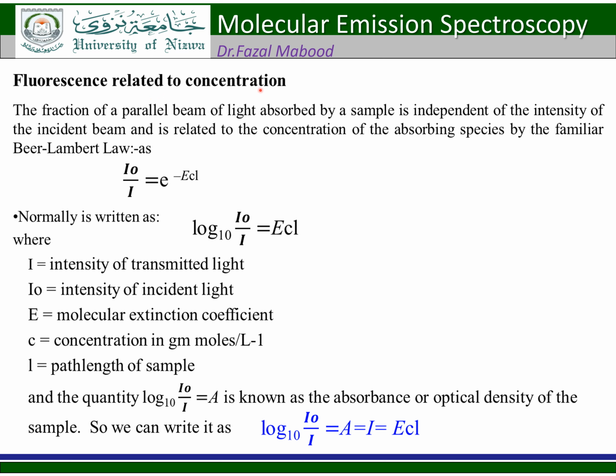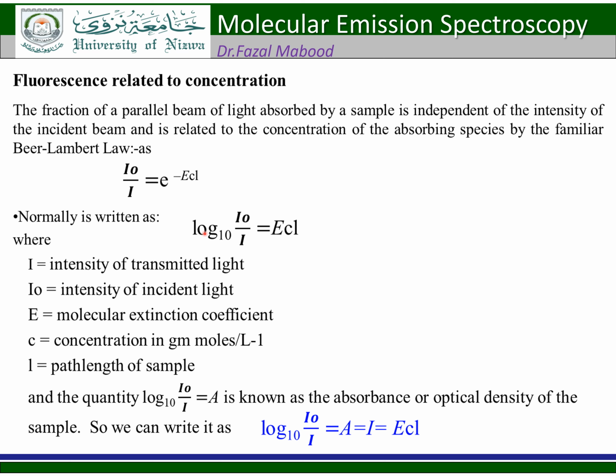Fluorescence related to concentration. The fraction of the total beam of light absorbed by a sample is independent of the intensity of the incident beam. This is a very important point. It means the fraction of light absorbed by a sample is independent of the intensity of the incident beam and is related to the concentration of the absorbing species by the familiar Beer-Lambert law. Here you see I naught by I is equal to e exponent minus ECL.